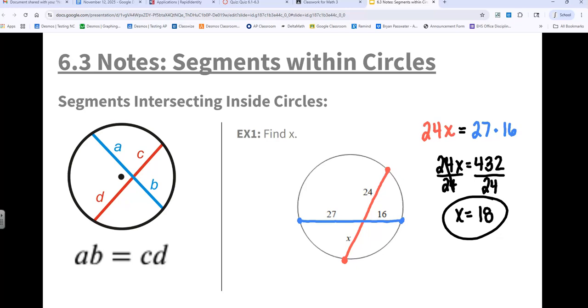Okay, so just the pieces of the cord. You just have to make sure you're using the pieces of the same line. Sometimes kids will do 27 times 24. That is not correct. Those come from different lines, right? For that. Make sense?